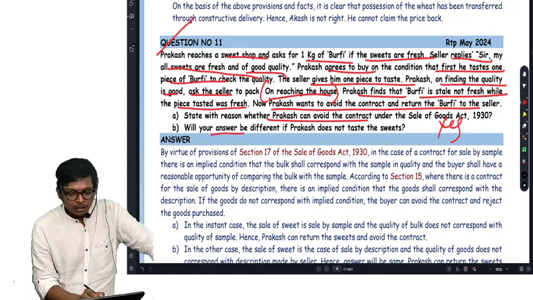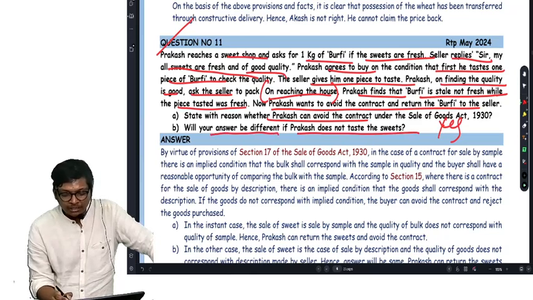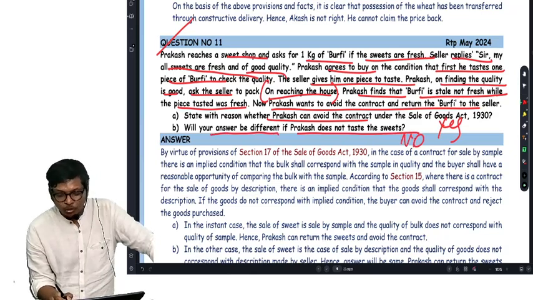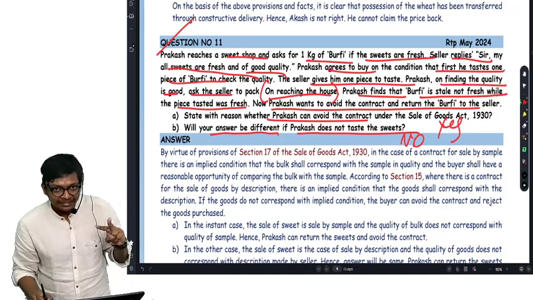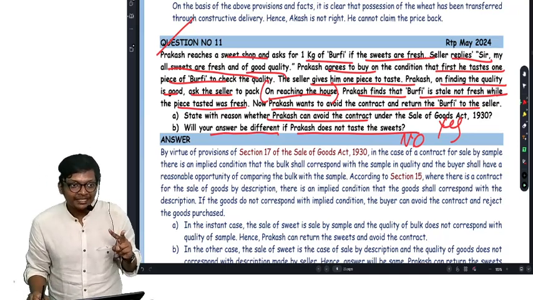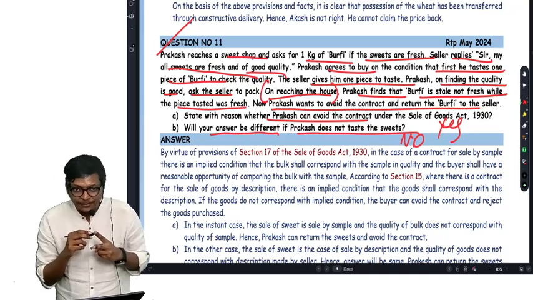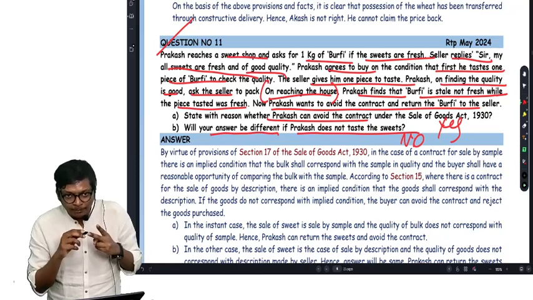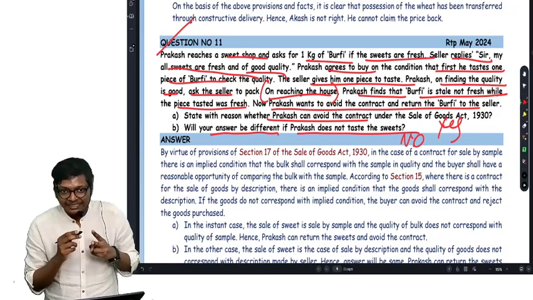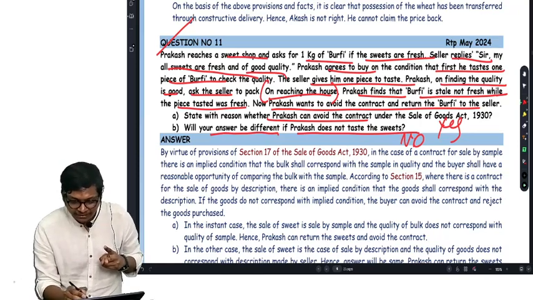Yes. Would your answer be different if Prakash does not taste the sweet? Answer is still no. Because here they are testing two concepts: implied condition as to sample and description. In the first case, the sample did not match, and the taste, the description fresh did not match.